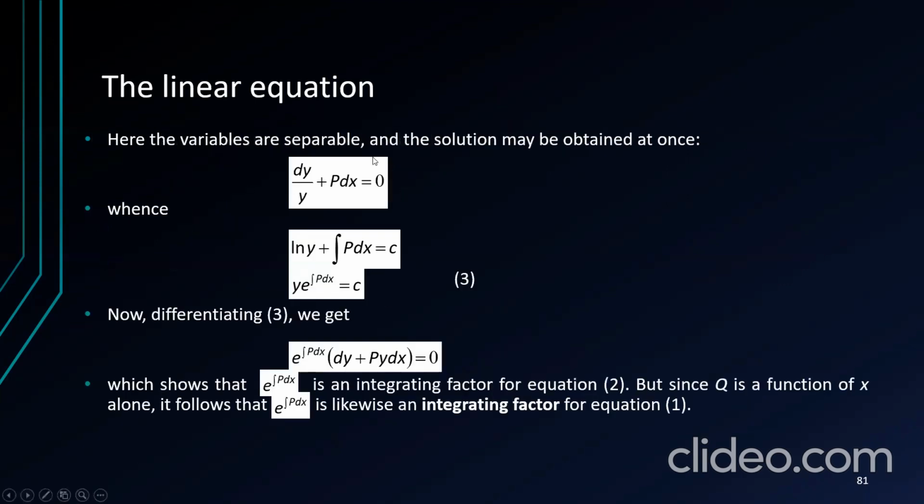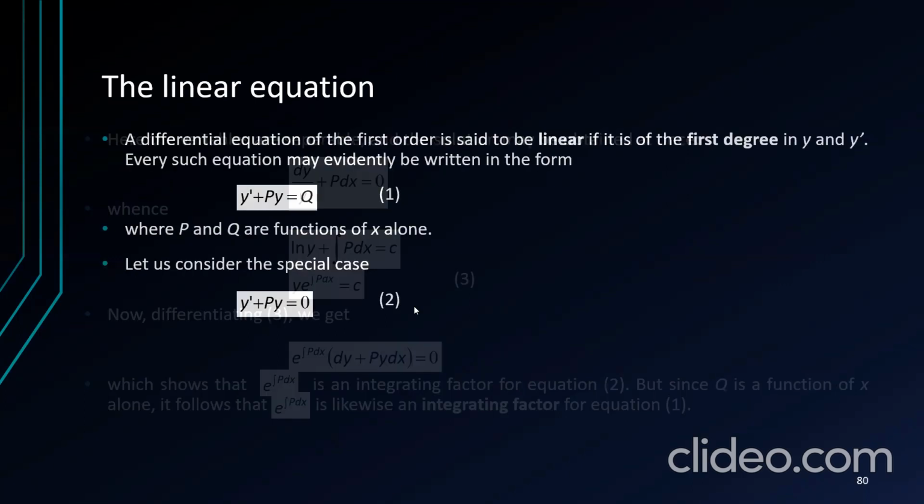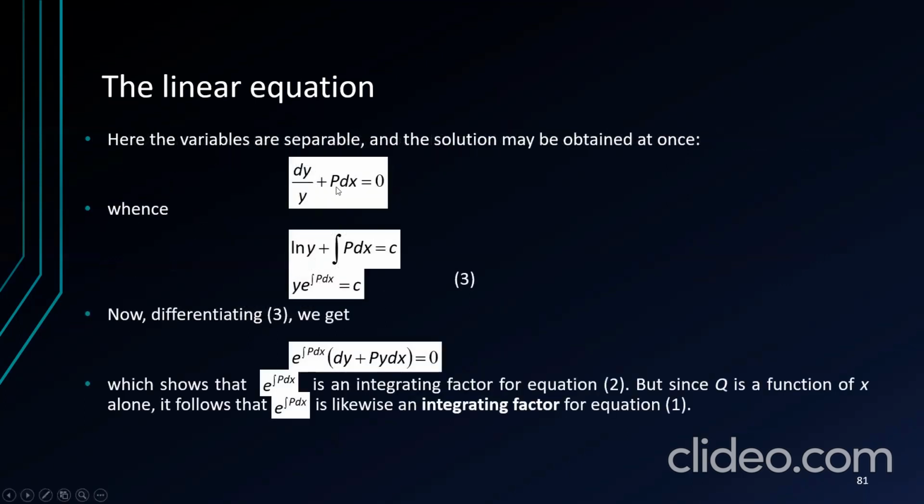Okay, here the variables are separable and the solution may be obtained at once. dy over y plus p dx equal to 0. So whence ln of y plus the integral of p dx equal to c. So y times e exponent integral of p dx equal to c. Now differentiating, we get e exponent integral of p dx times dy plus p y dx is equal to 0, which shows that e exponent integral of p dx is an integrating factor for equation 2.